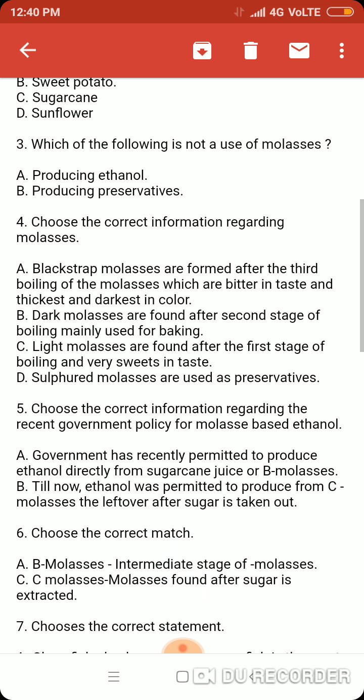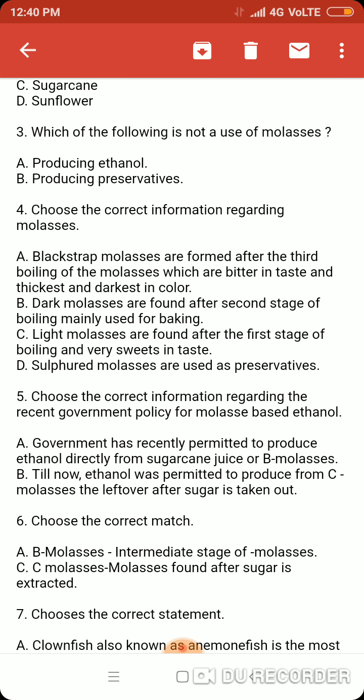Question 3. Which of the following is not a use of molasses? Producing ethanol and producing preservatives, both are actually uses of molasses, right? Besides this, livestock feeding is another use of molasses. Molasses is a byproduct of sugarcane when sugar is extracted. When sugar is processed, after sugar is extracted, whatever is left is called molasses.